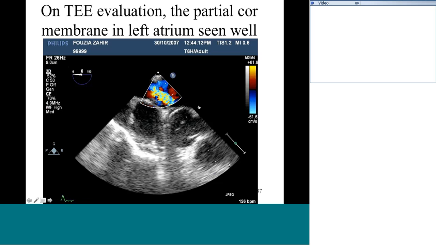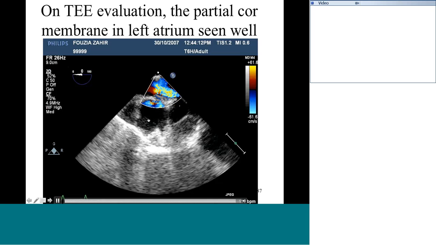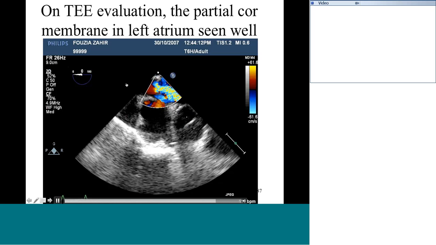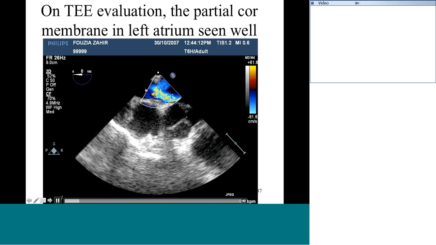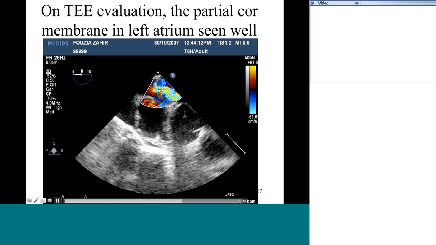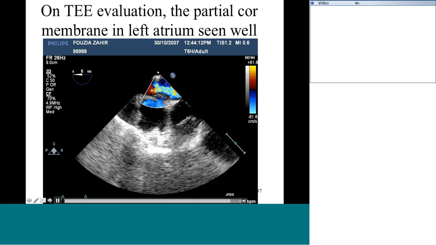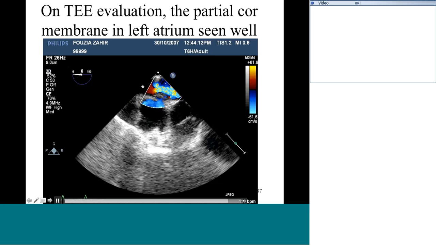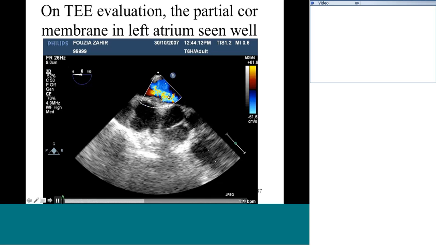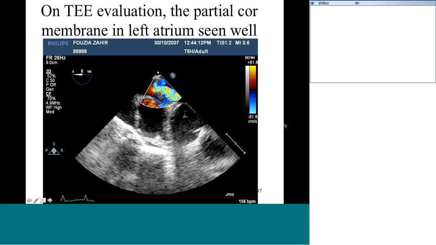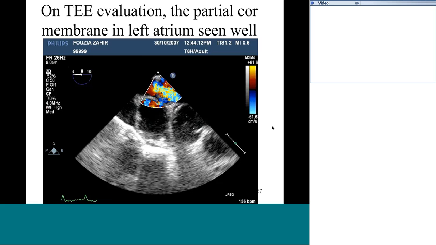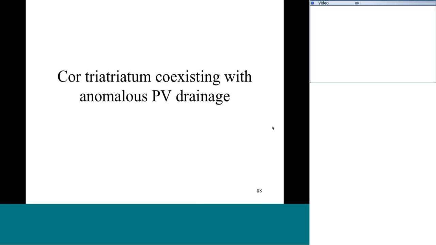If you go into the transesophageal echocardiogram, you will find this is the right atrium, this is the aortic valve. This is the region where the right pulmonary veins are draining into the left atrium, but there is an obstructive membrane. This membrane results in gradients between the right common pulmonary venous orifice to the left atrium. So this is partial triatriatum. So we need to remember triatriatum can be partial or complete.